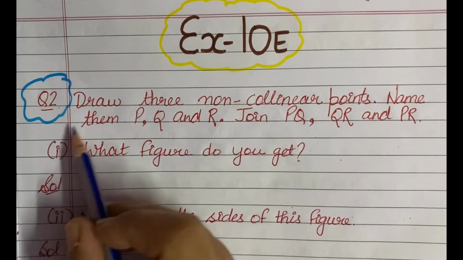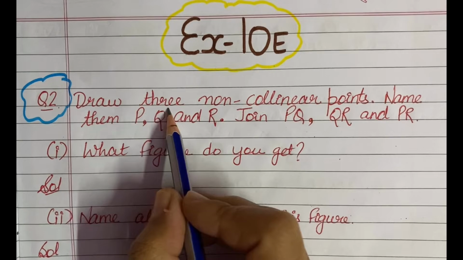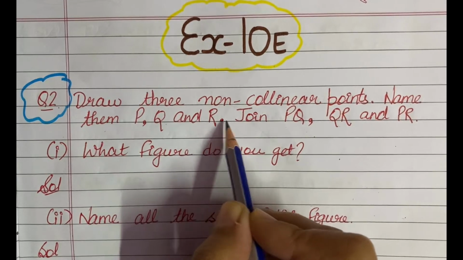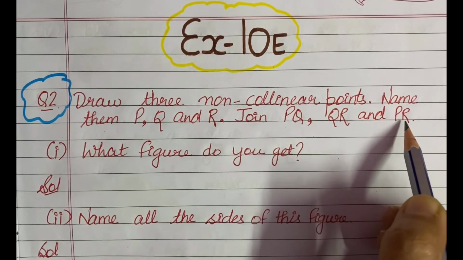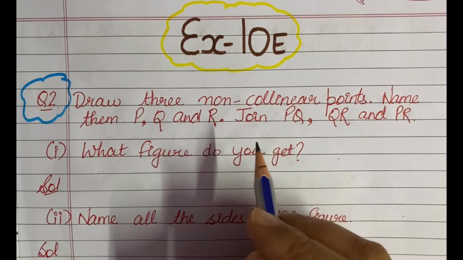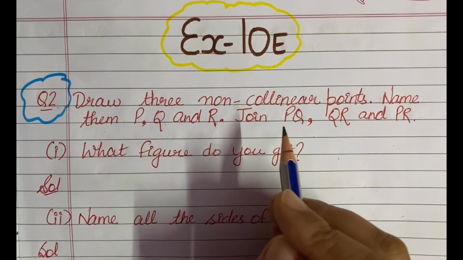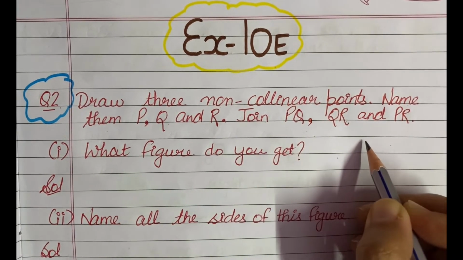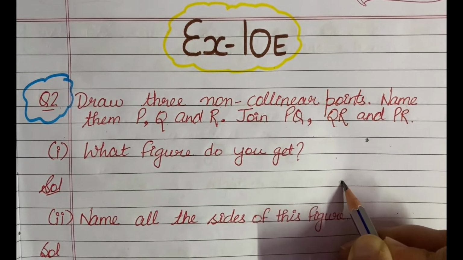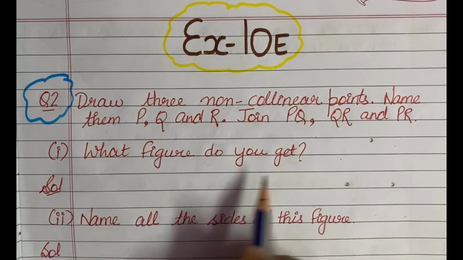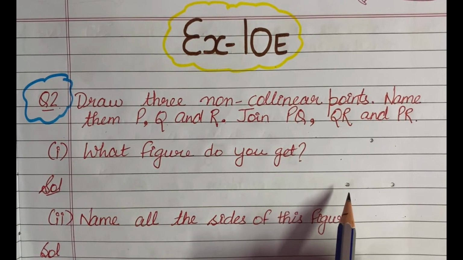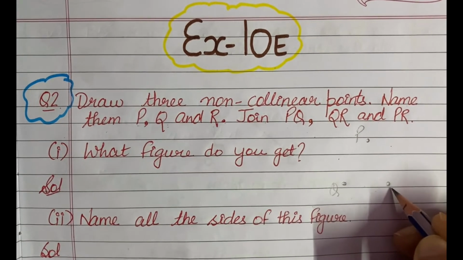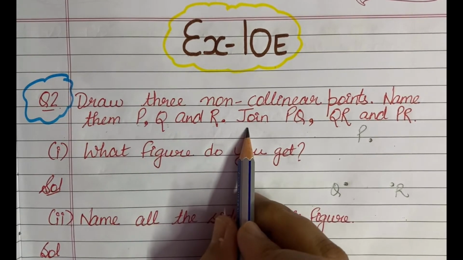Now question number 2 of exercise 10E says: draw three non-collinear points, name them P, Q and R. Join PQ, QR and PR. Now students, you know that three or more points which are not lying on the same line are said to be non-collinear points. So here we are marking three non-collinear points: first point, second point and third point. Now after drawing three non-collinear points, you have to name them P, Q and R. This is P, this is Q and this is R. Then you have to join PQ.